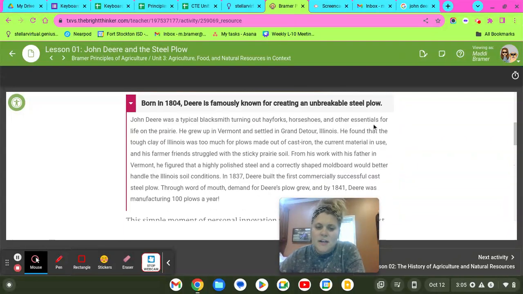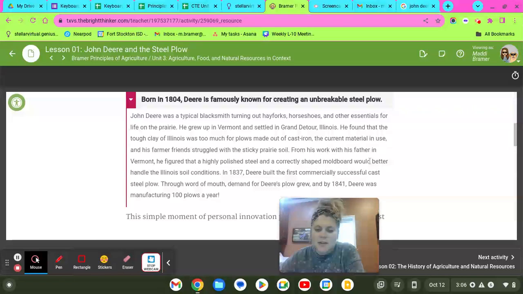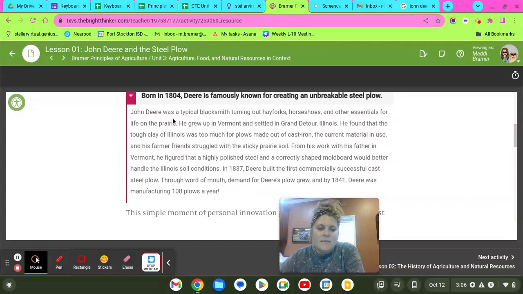So let's talk about John Deere, because this is what made his name. The first thing that he started was a steel plow, and then it went from there. Now John Deere makes all kinds of agriculture equipment, from lawnmowers to big combines to big tractors. John Deere was born in 1804, and 1837 is when he first made his steel plow. He was a blacksmith, and he turned hay forks, horseshoes, and other essentials for life on the prairie. He grew up in Vermont and settled in Illinois. That's where the headquarters for John Deere are.